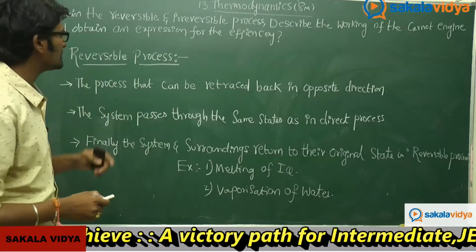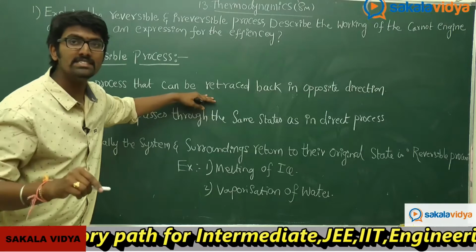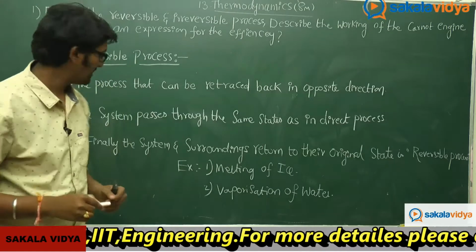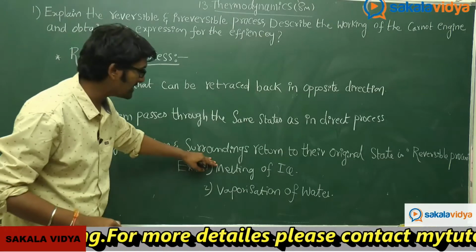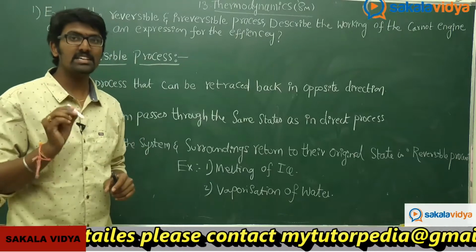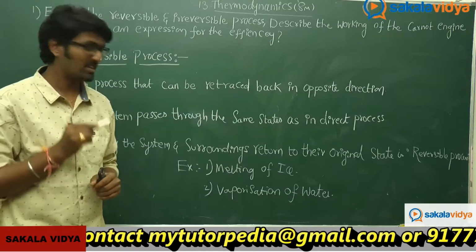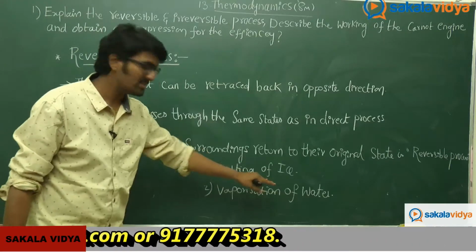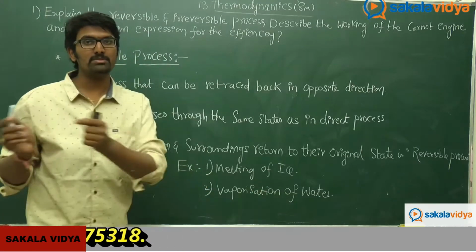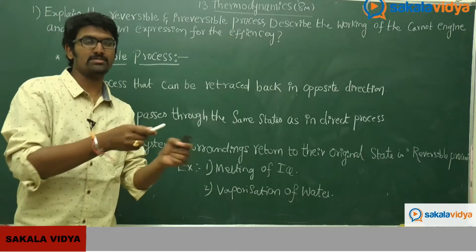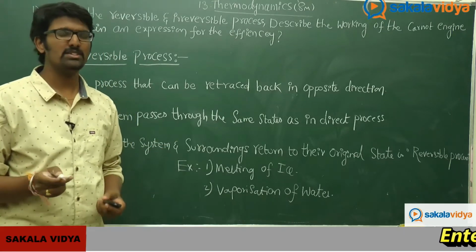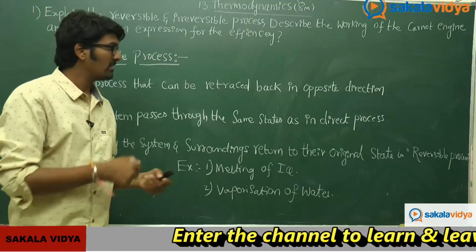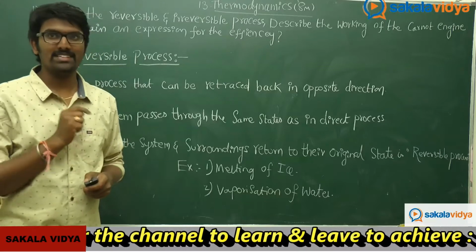The process that can be retraced back in its opposite direction, where the system passes through the same states as in the direct process, and finally the system and surroundings return to their original state, is called a reversible process. The best examples for your reversible process are melting of ice and vaporization of water. From ice to liquid, from liquid again to ice. This can retrace back in its opposite direction. Retrace means which we can bring back. So this is called a reversible process.